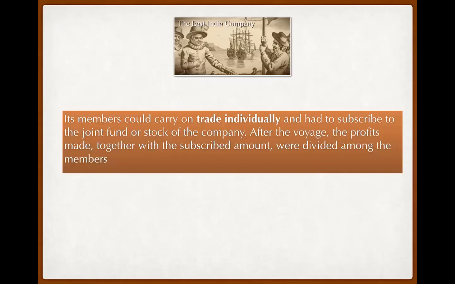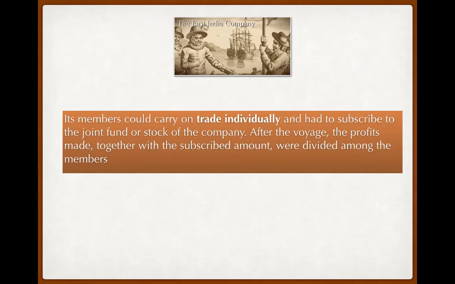Now, there were some characteristics of the East India Company at that point of time. Its members could carry on trade individually and had to subscribe to the joint fund or common stock of the company. After the voyage, the profits made together were divided among the members. So all the members need not deal only in a certain category of goods. They were part of the East India Company, but when they went to India, they could deal in any product or services.